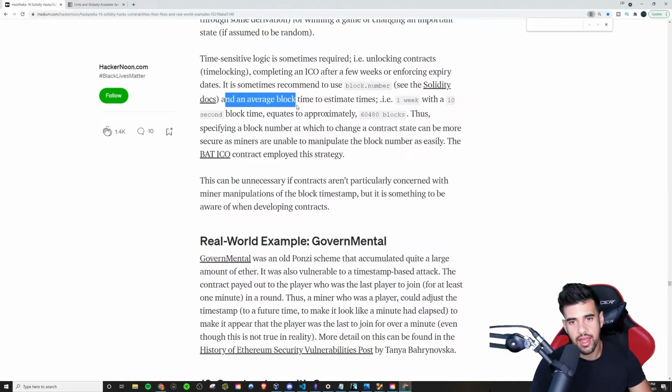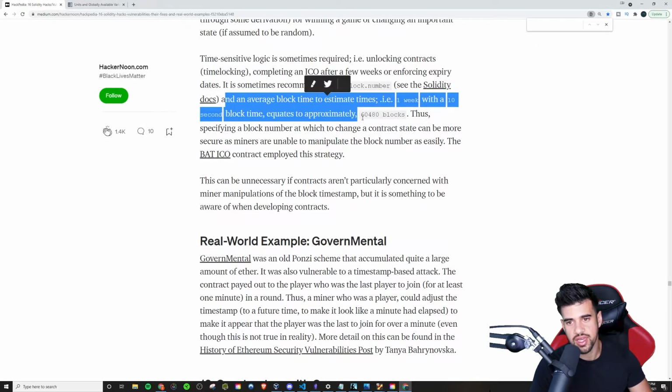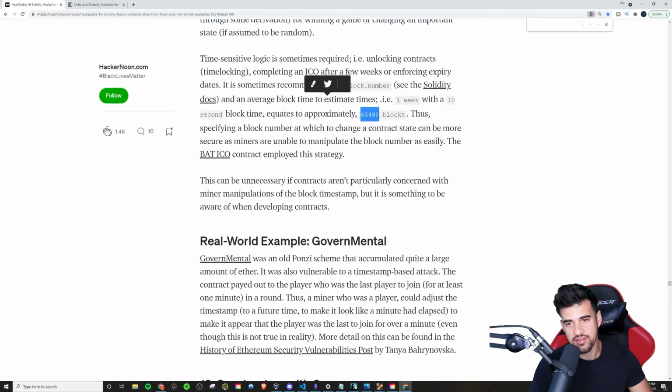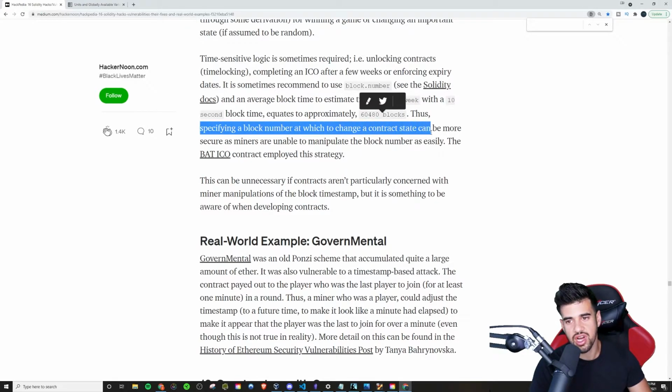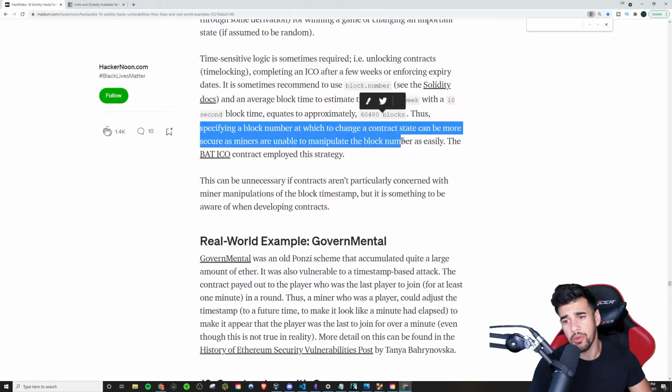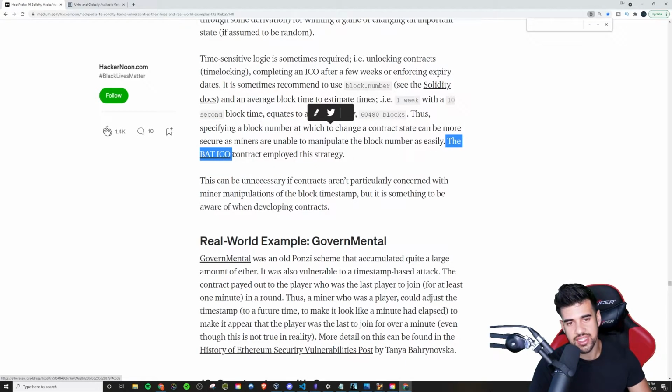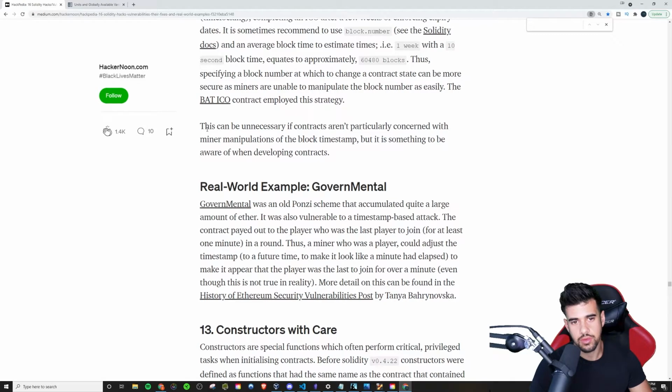And they say to use average block time to estimate times, i.e. 1 week with a 10-second block time equates to approximately 60,480 blocks. So thus specifying a block number at which to change a contract state can be more secure, as miners are unable to manipulate the block number as easily. And so the Basic Attention Token ICO contract employed this strategy. So that is another alternative that you have available to you, using block.number instead, where applicable.